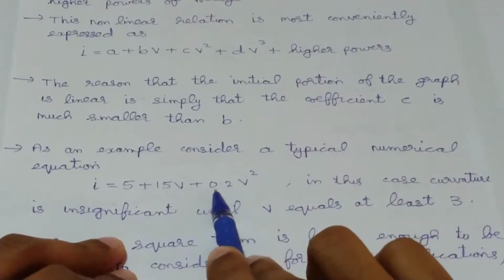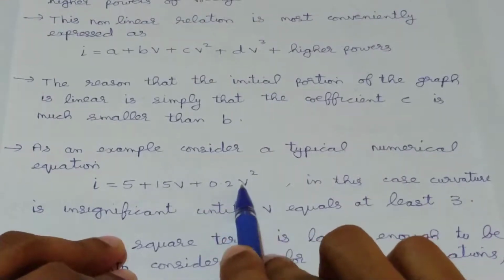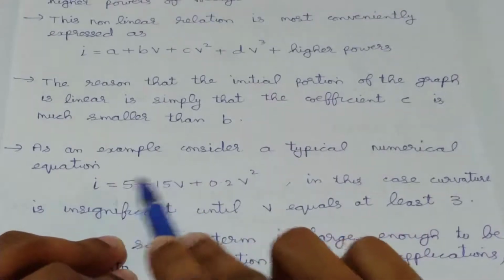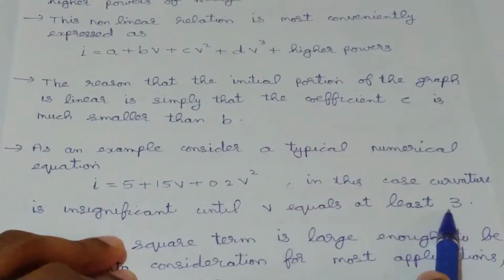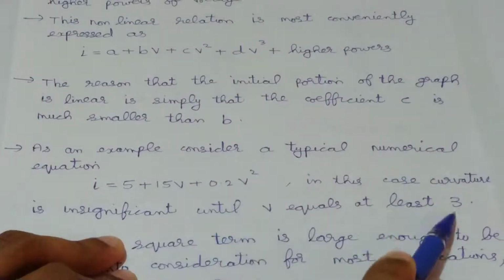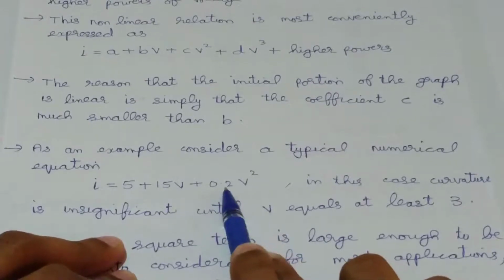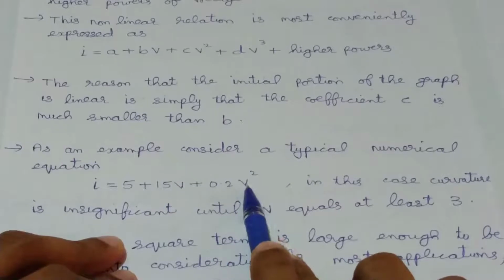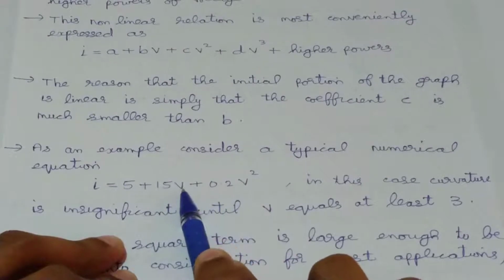So initially this portion is very much less, and hence we can neglect this value, and hence the initial portion of the graph will be linear, because in that initial portion the current is proportional to V only. And here we can see when the voltage is 3 or greater than 3, this term goes above 1. When the value of V is 3, this will be 3 square, so 9, and here we will get 0.2 into 9, that is 1.8. So that value goes above 1, so we cannot neglect that value, and hence when the voltage V is 3 or greater than 3, I is proportional to V and V square.